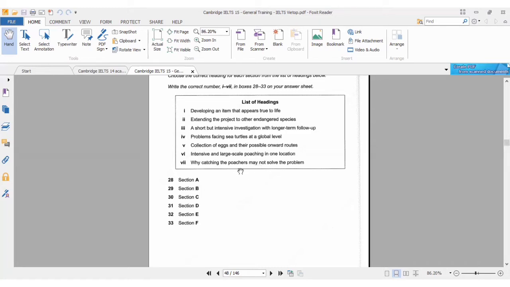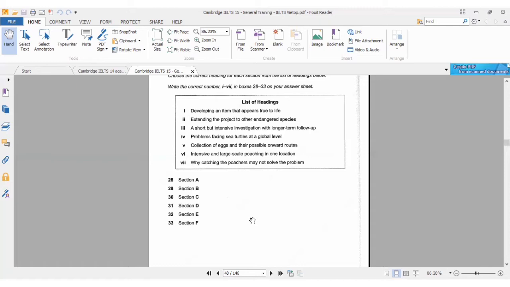It says, why catching the poachers may not solve the problem. It means there's going to be a paragraph that will give us reasons because it says why. That's why when you see a heading that says how something is done, you're going to find a description of a process. Well, in this case, it says why catching. So it means we're going to find a paragraph that will give us reasons why it's not just enough to catch these trespassers, but you will find that there's a limitation to catching them. Catching them does not solve the problem. It means that there's something more that should be done, not just catching the poachers.